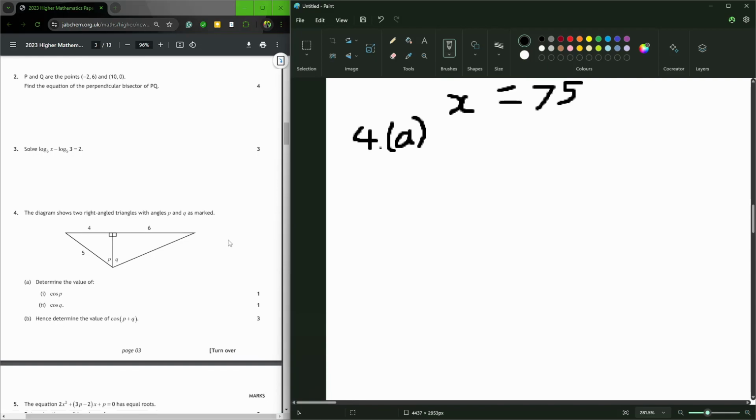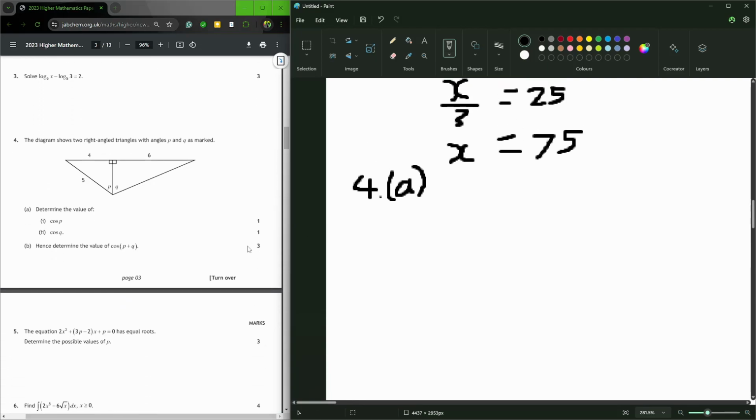The diagram shows two right-angled triangles with angles P and Q as marked. Determine the value of cos P and cos Q. So these are nice one markers, so we don't actually need to write much. But remember that cos in this context would be equal to, it's CAH, so cos is A over H, so adjacent over hypotenuse.